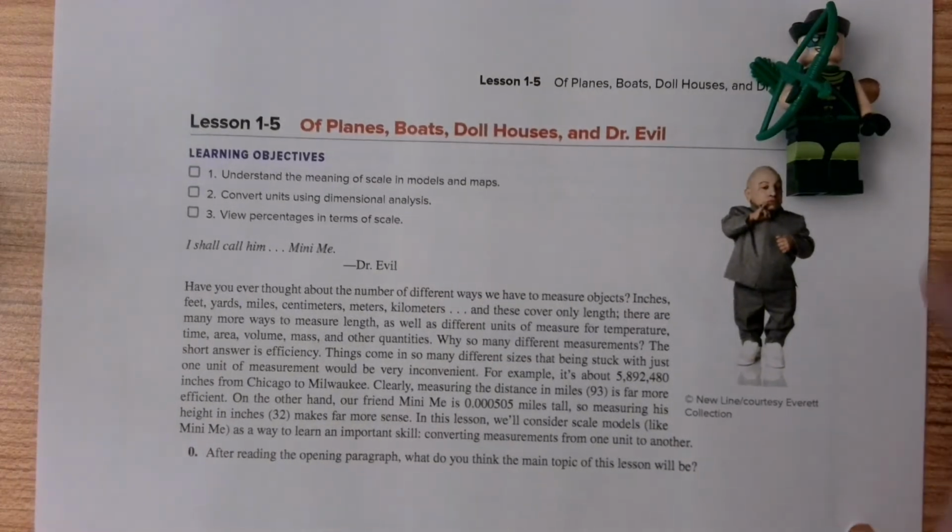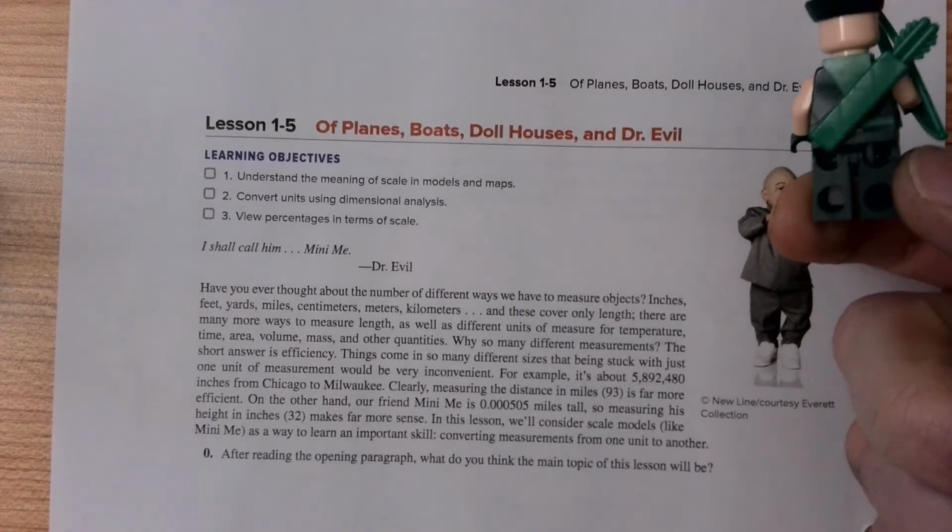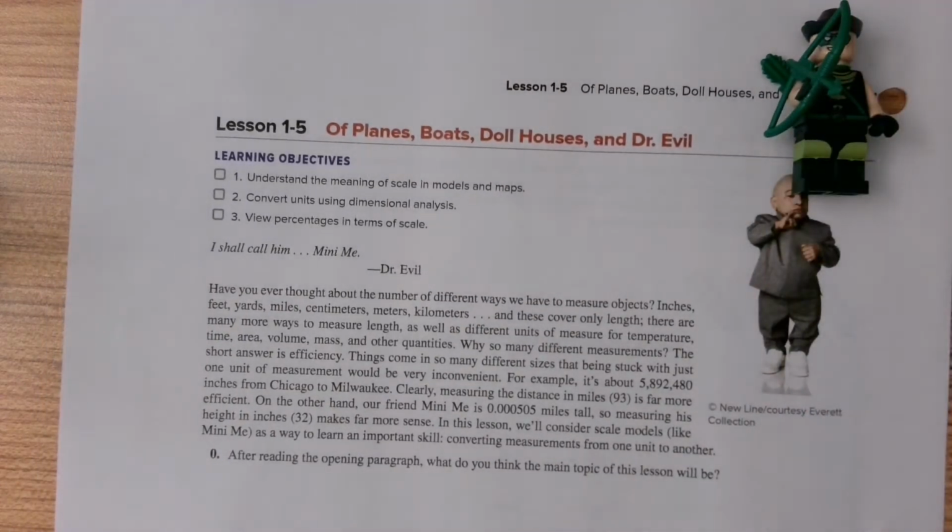Lesson 1.5 is brought to you by Lego the Green Arrow. I think that's his name. He certainly has a green bow and set of arrows.